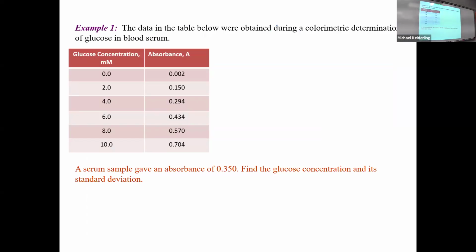So here's an example where we can make a calibration. So we have glucose concentration from 0 to 10 millimolar, and measured absorbance from 0.002 up to 0.704. And we can fit a calibration curve to this data, and then find the glucose concentration and its standard deviation.